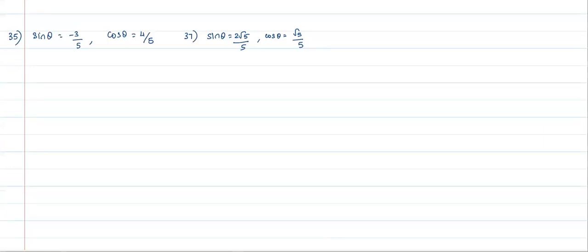So here you have to remember that sine theta is nothing but y over r. Cosine theta is nothing but x over r. Tan theta is y over x. Cosecant theta is r over y. Secant theta is r over x. Cotangent theta is x over y.